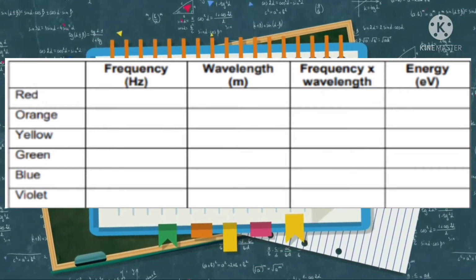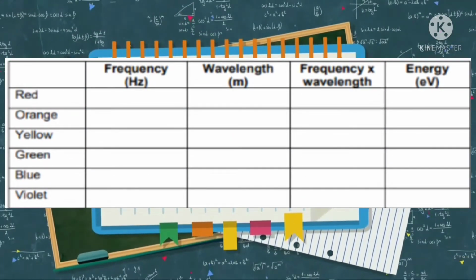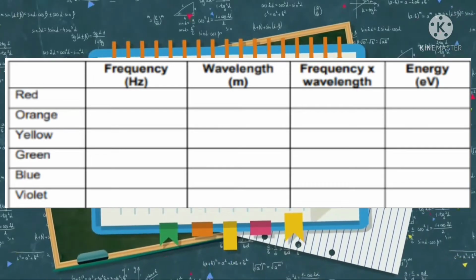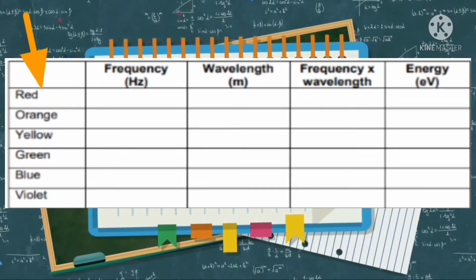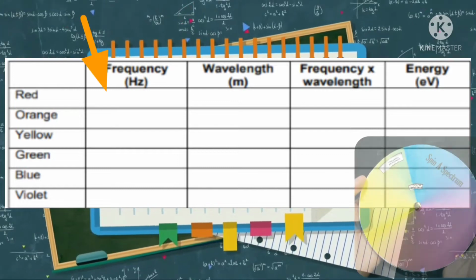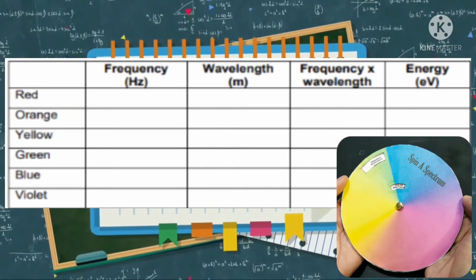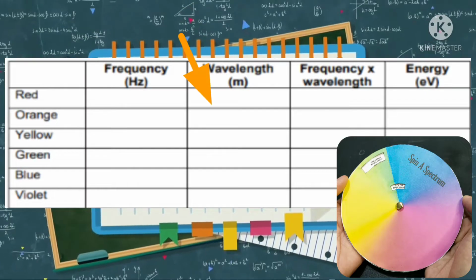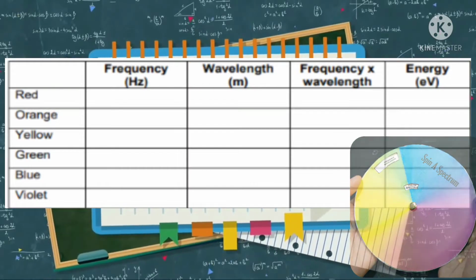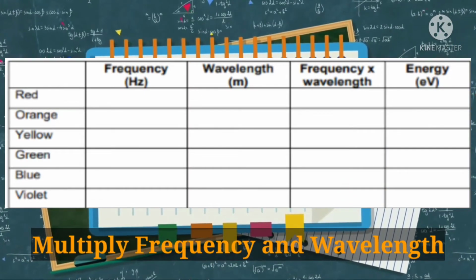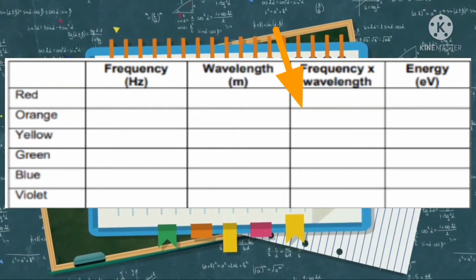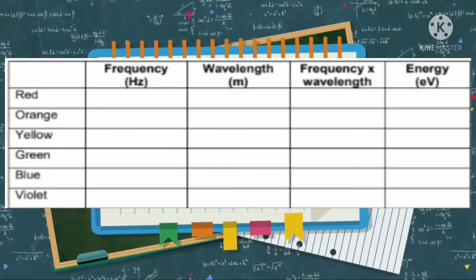Number 3, fill in the table with the corresponding combination you have observed using your spectrum color wheel. Column 1 contains the colors. You will identify the frequency of each color and write it in column 2. Wavelength of each color will be written in column 3. You need to multiply the frequency and wavelength for column 4. Lastly, you will indicate the energy of the specific color.